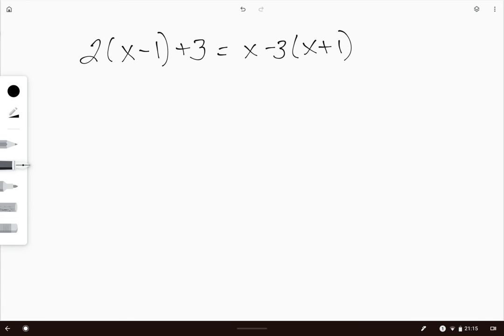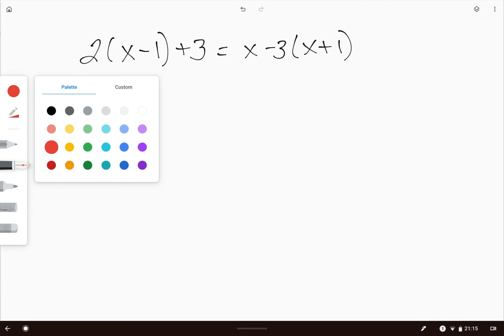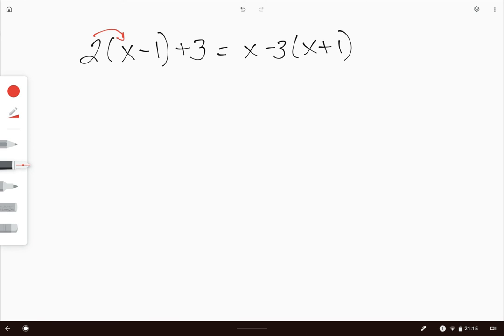All right, and my last one. 2 times (x minus 1) plus 3 equals x minus 3 times (x plus 1). So again, I see that I need to distribute because I have parentheses. Now, when I come over here to the right side of my equation, you need to remember that this negative travels with the 3, and it's going to produce a sign change.